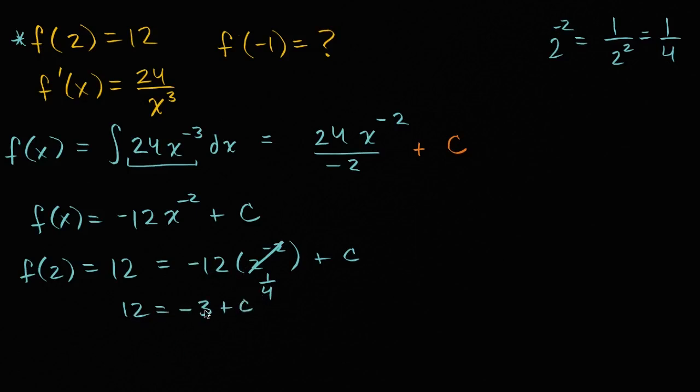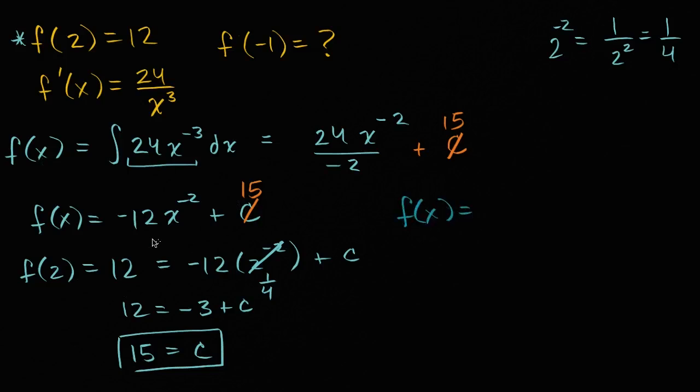Now we can add 3 to both sides to solve for c. We get 15 is equal to c. So c is equal to 15. And so now we can write our f of x as, we get f of x is equal to negative 12, and I could even write that as negative 12 over x squared if we like. Negative 12 over x squared plus 15.